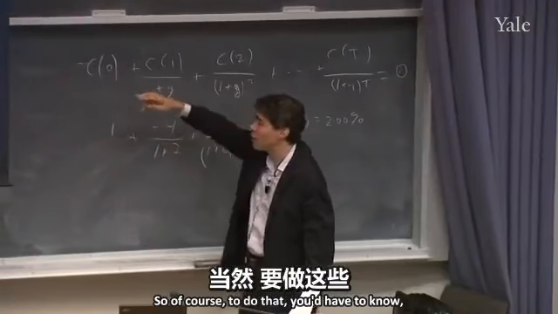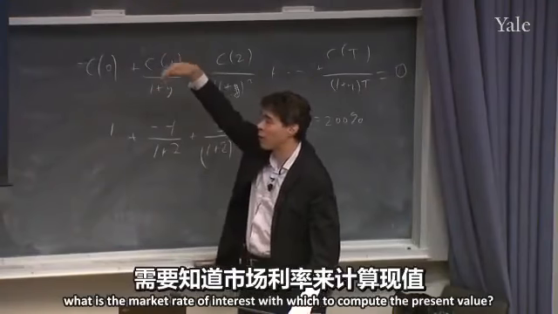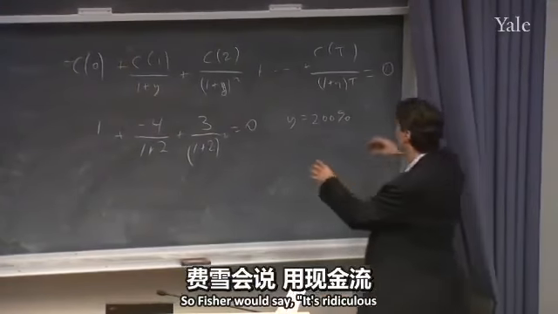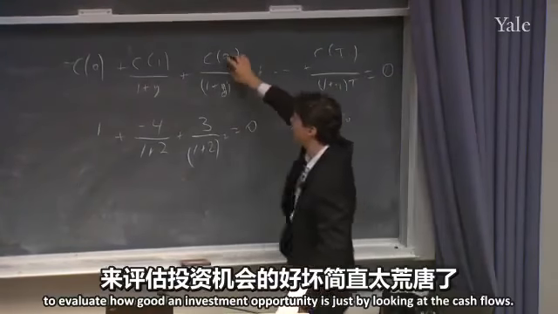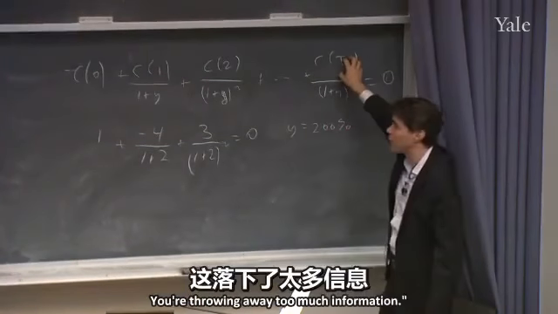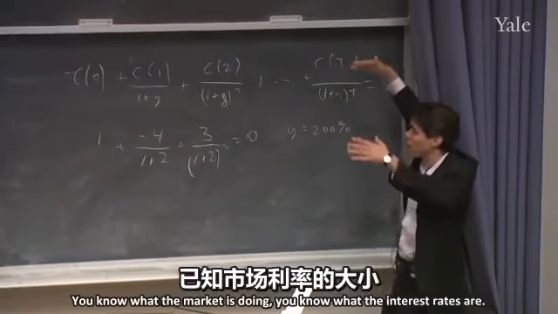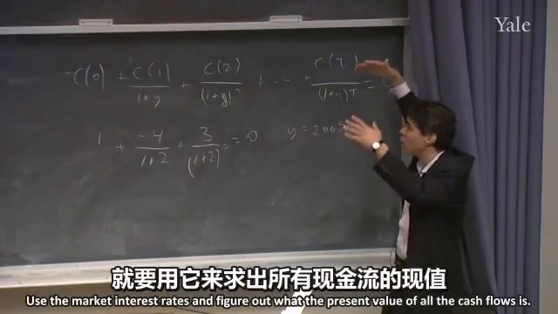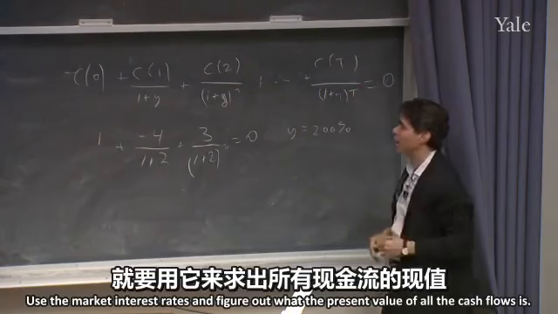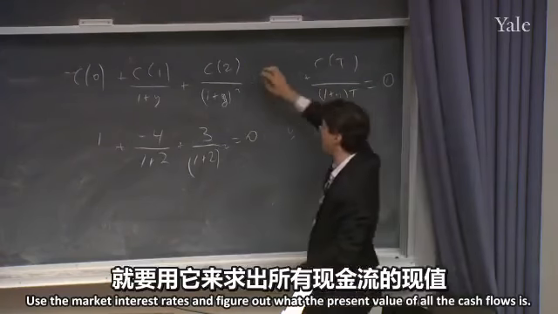So, of course, to do that, you'd have to know what is the market rate of interest with which to compute the present value. So Fisher would say it's ridiculous to evaluate how good an investment opportunity is just by looking at the cash flows. You're throwing away too much information. You know what the market is doing. You know what the interest rates are. Use the market interest rates and figure out what the present value of all the cash flows is.